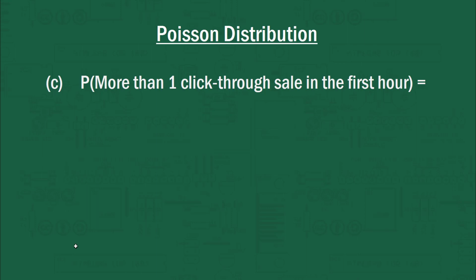What about the probability that we have more than one click-through sale in the first hour? Well, this is where the properties of a Poisson distribution show themselves. If we know there's an average of 12 click-through sales in the first day, if it's truly a Poisson distribution, the mean number of sales per hour will be 0.5 because all we do is just divide by the total number of hours. So this becomes our new value of lambda.